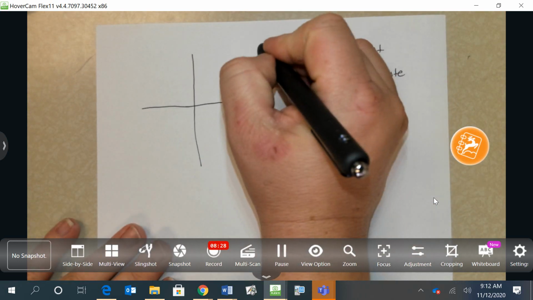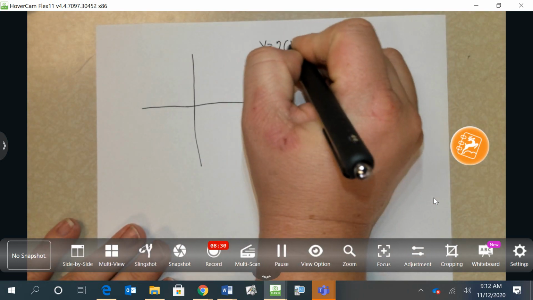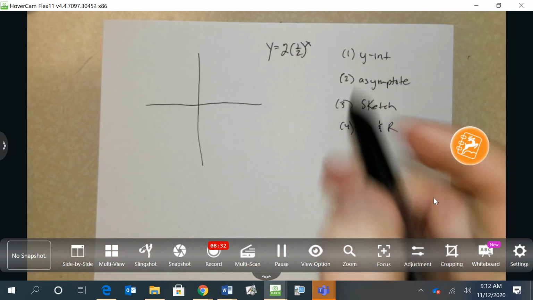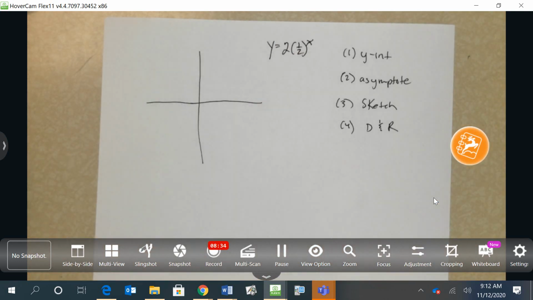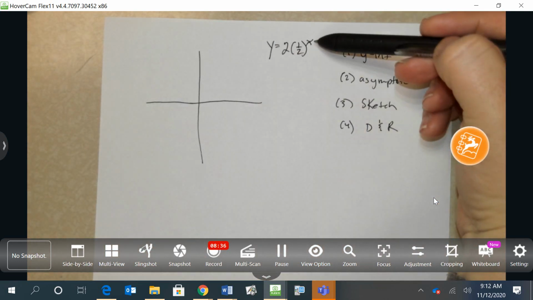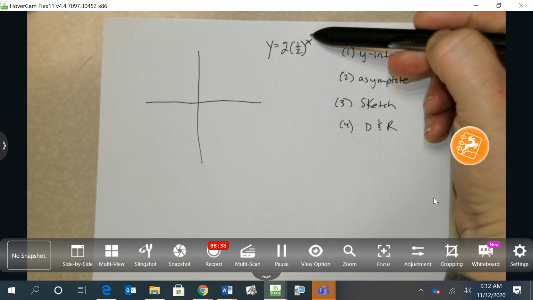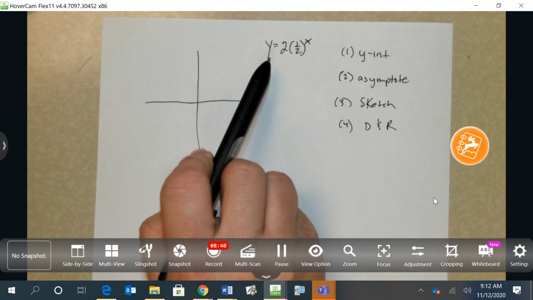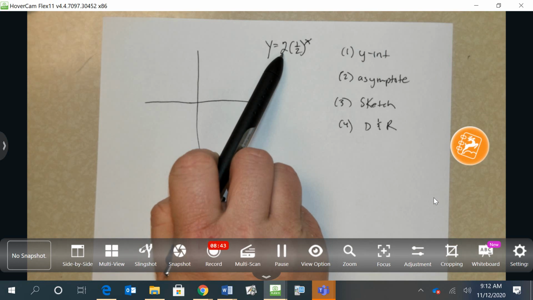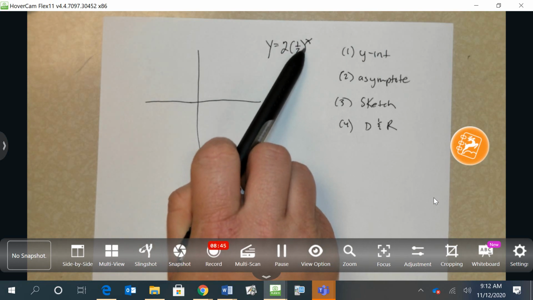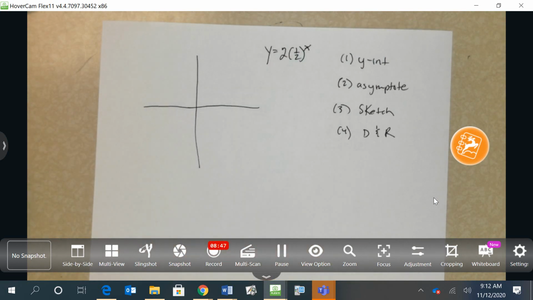So here's our first problem. It is y equals 2 times (1/2) to the x. The first thing I do when I look at this is I go, okay, I can see that this is an example of an exponential function because the variable's up top. This number is positive, so it's either growth or decay. And because this number is between 0 and 1, I know it's going to be decay.